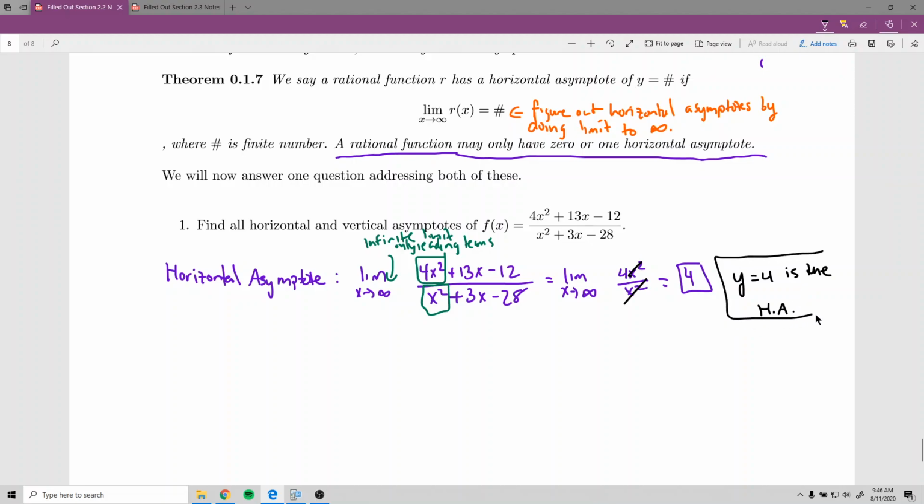As I mentioned before, you might not have a horizontal asymptote, so don't assume you will in your problem. Just do the limit like we did in the previous problems.